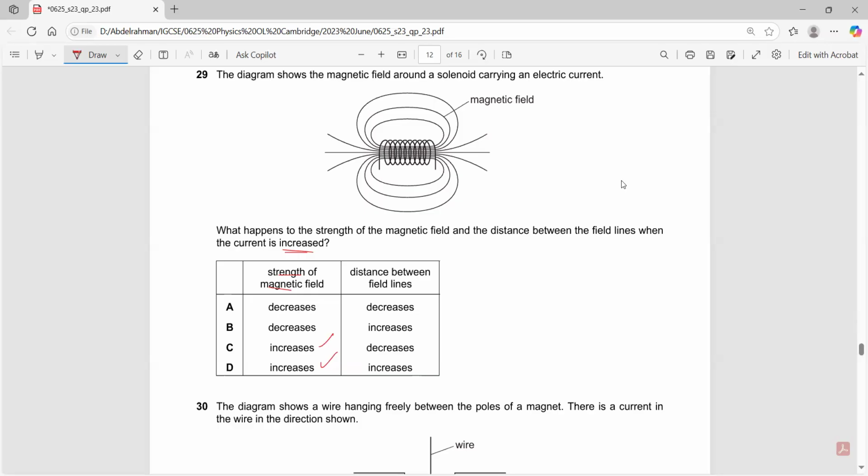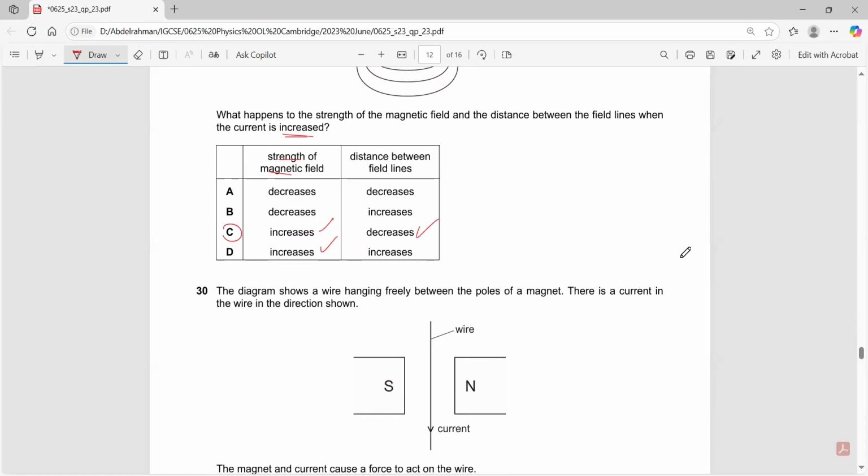What happens to the distance between the lines? It also decreases, indicating that you have a stronger field.